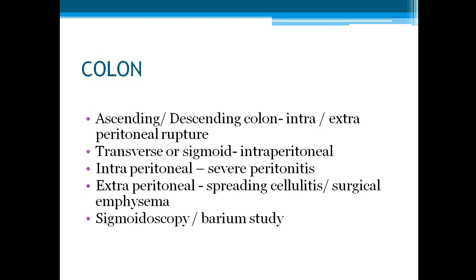Regarding the colon, you may have ascending colon or descending colon, intra or extraperitoneal ruptures. You may have a transverse colon or a sigmoid colon, which can rupture intraperitoneally. So intraperitoneally, if the colon ruptures, there's always a high possibility of a severe peritonitis, especially fecal peritonitis, and this turns out to be fatal. Extraperitoneally, it may produce a spreading cellulitis or a surgical emphysema. So you may sometimes need a sigmoidoscopy or a barium study.